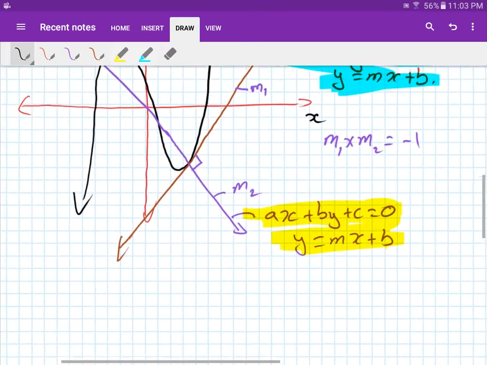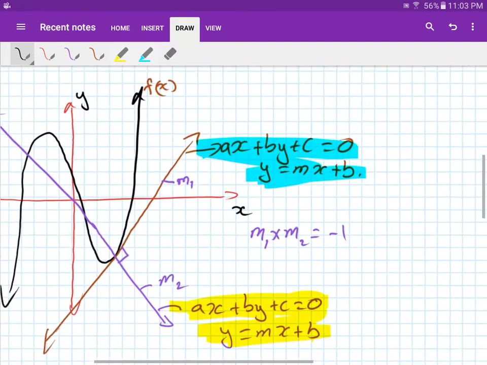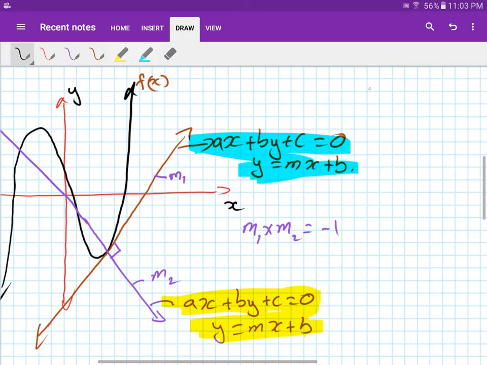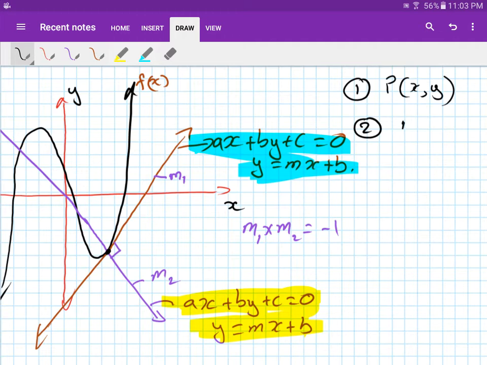Now to find the equation of the tangent to the curve or the equation of the normal to the curve, you need to follow these steps. Step number one, you need to find the point (x, y). Sometimes the question gives you the point, sometimes it just gives you the x value, and you substitute into f(x) to find y. Or sometimes it gives you the y value, and you put it in the equation and solve to find x. Step number two, you need to find the gradient.